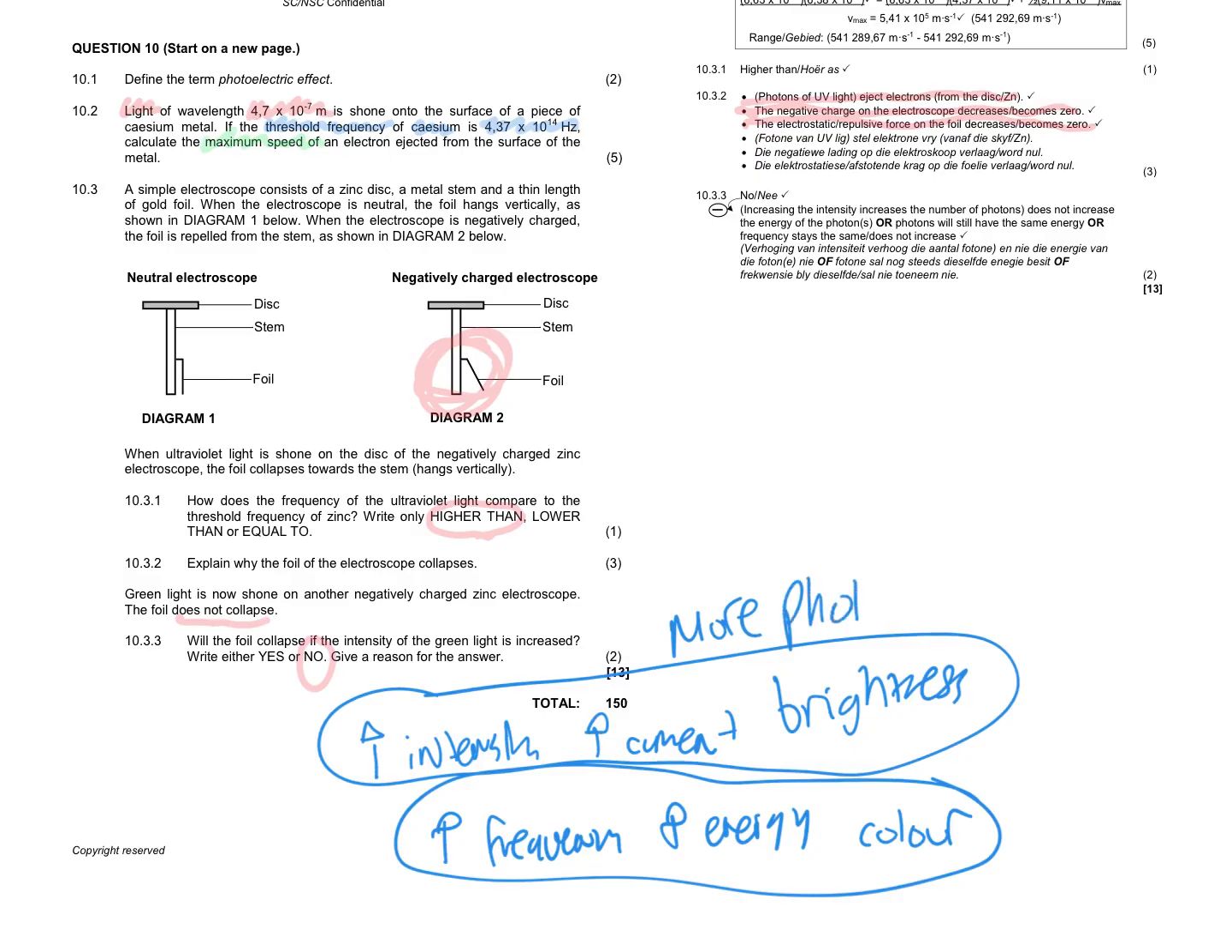More photons means more photoelectrons, but you only get more if you were getting them originally. In this case, the green light was not enough to make something happen, and so if you make brighter green light, it doesn't matter. It still doesn't have enough to make anything happen. So here you say no, because increasing the intensity increases the number of photoelectrons. It does not increase the energy. They have the same energy, the frequency is the same.